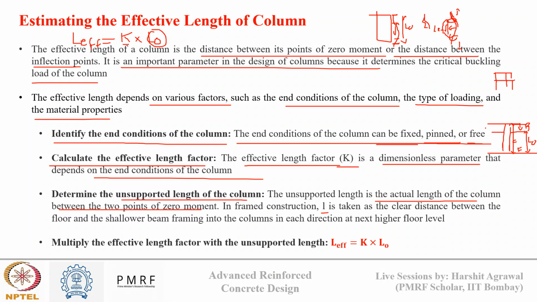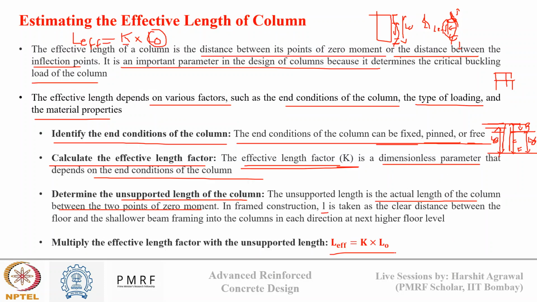Suppose there are two beams here, one of a different depth and one of another depth. The shallower depth means this beam, so this will be my unsupported length, not this. So it depends upon the beam also. Subtracting the shallower beam depth will give us the unsupported length of the column. Now, when we multiply this unsupported length of the column with the effective length factor k, we get the effective length of the column.